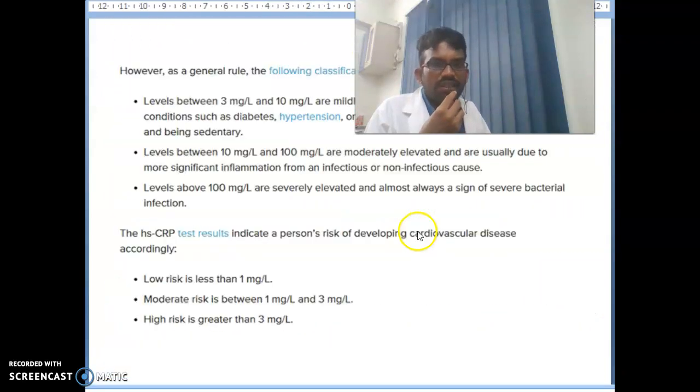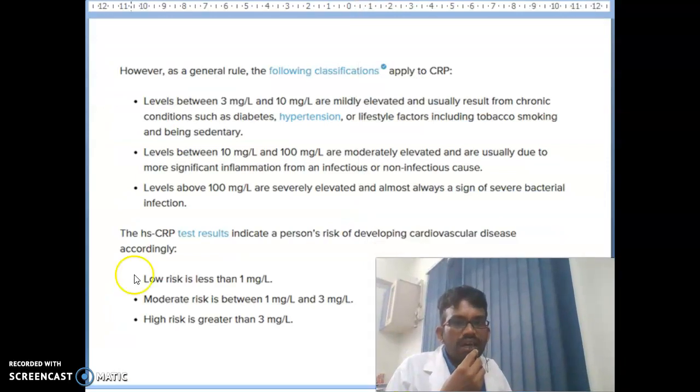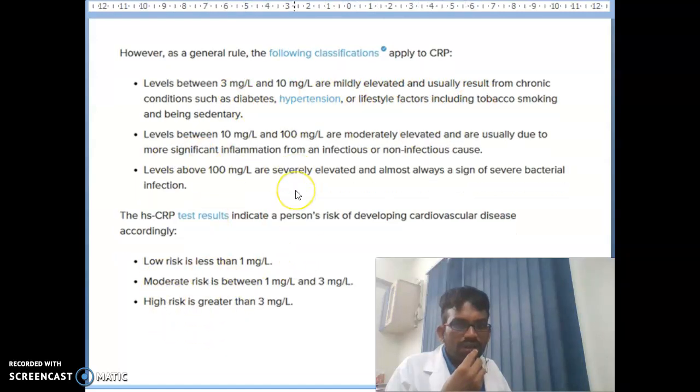You can see the CRP level ranges here. For hypertension risk, a level of 3 milligrams is the middle level, and lower levels mean lower risk.